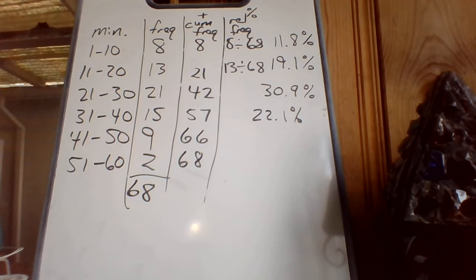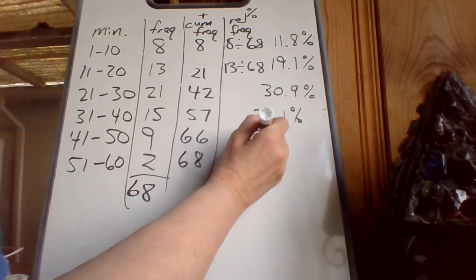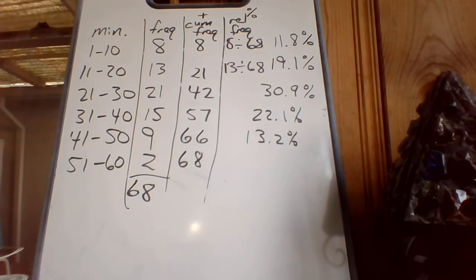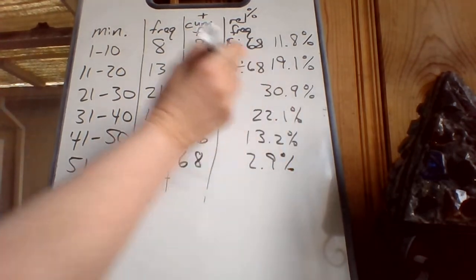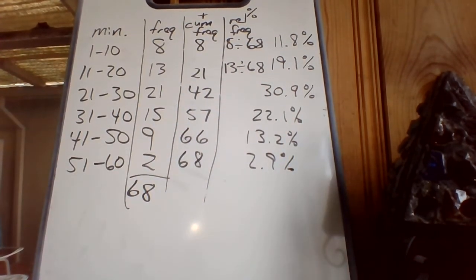9 divided by 68, 13.23. So 13.2%. And 2 divided by 68. 2.94, so 2.9%. Now I think this one does actually add up to 100%, but if yours doesn't add up to 100%, don't worry about it. That's just a rounding error. It should come pretty close, but if it's 100.1% or 99.9%, that's fine too.